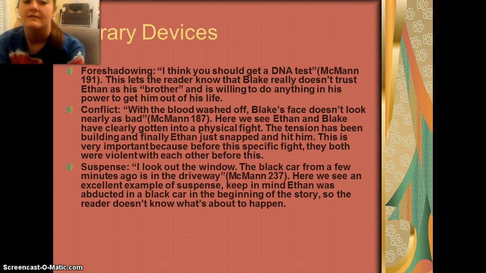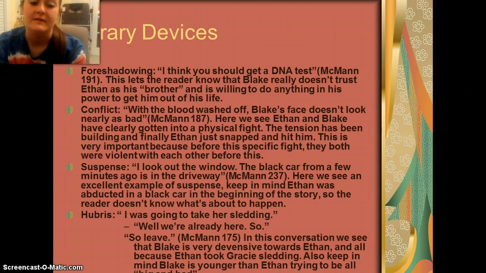Some conflict is, with the blood washed off, Blake's face doesn't look nearly as bad. Ethan and Blake got into a fight. This isn't their first physical fight, so it's really bad for Ethan because they're trying to say that he's violent. And then there's suspense. Ethan was abducted from a black car with 2 men inside it, and as it says here, I look out the window of the black car from a few minutes ago in the driveway. It makes the reader think, are those the people that kidnapped Ethan in the beginning? And it just leads the reader on.